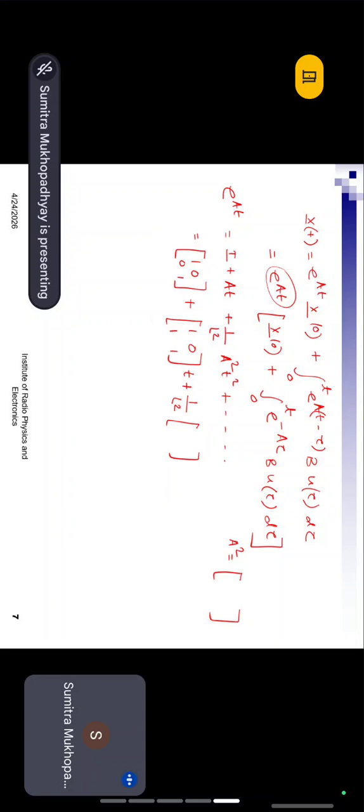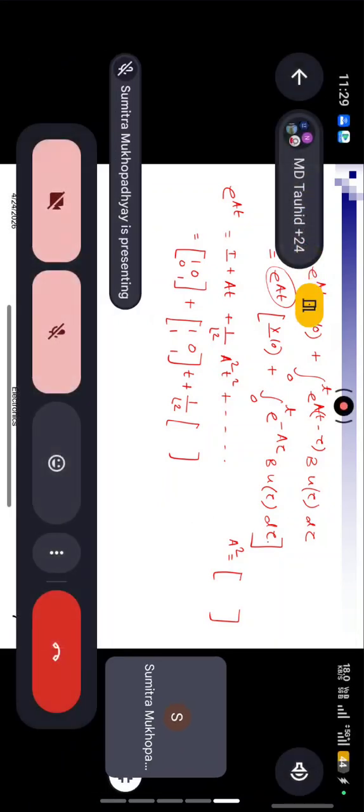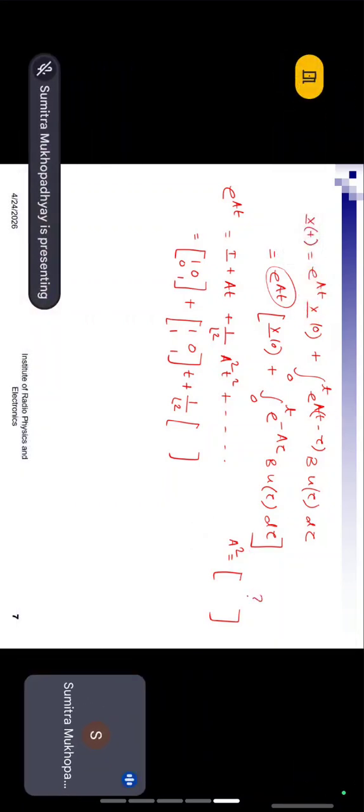No one? None of you can tell what is A square? Can anyone say? What is A square? Multiply A with A.